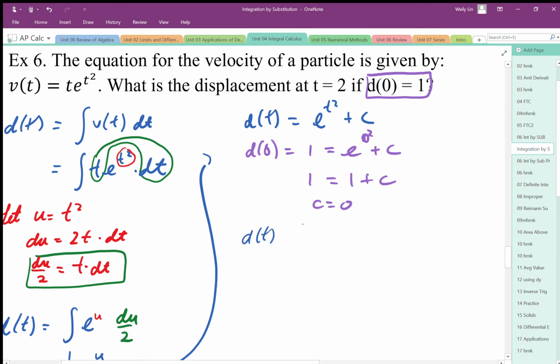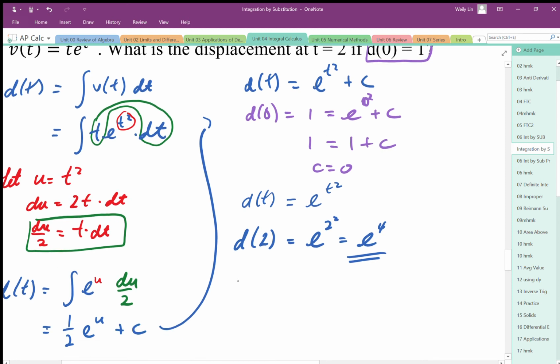So now I have my d of t function. d of t is equal to e to the t squared. To answer the question, I want to solve for the displacement when t is 2. So the displacement when t equals 2 ends up being e to the 2 squared, or e to the power 4. So at t equals 2, the displacement equals e to the 4.